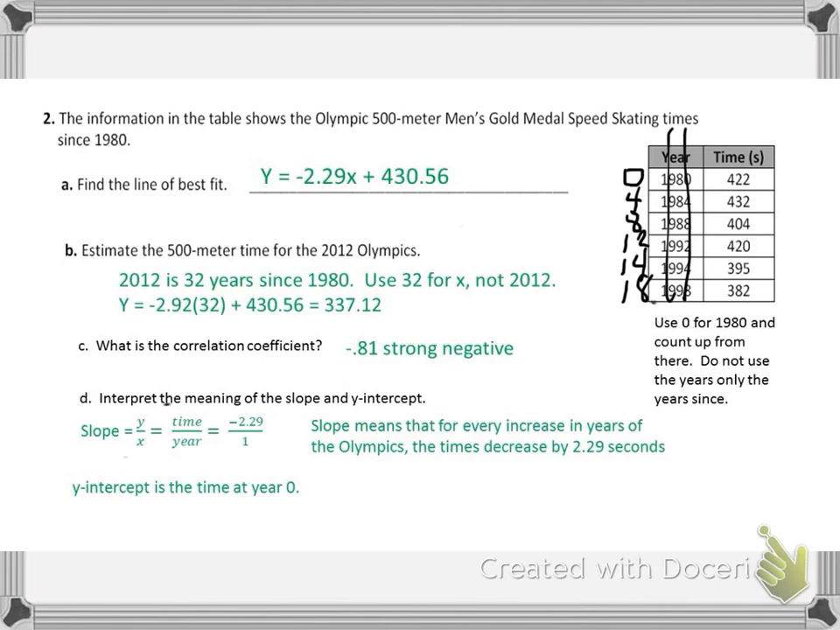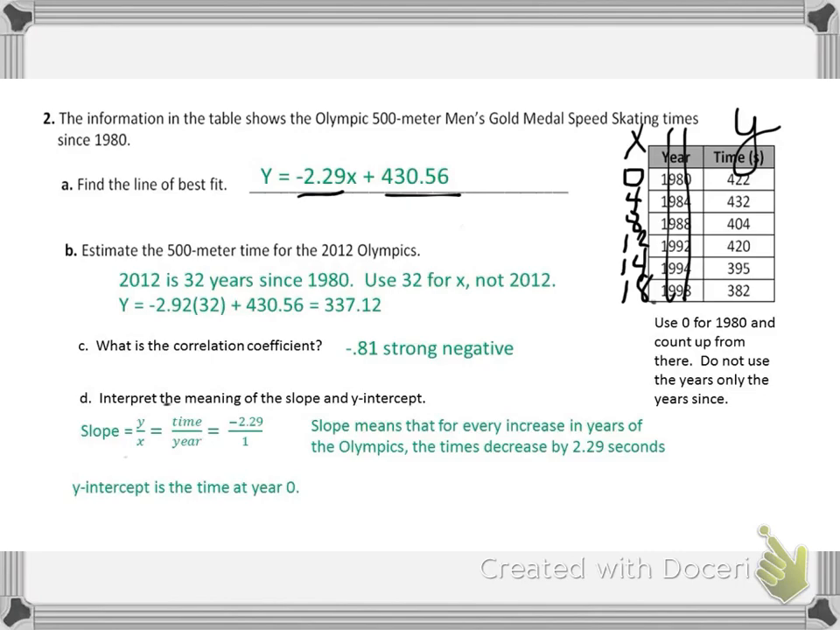You cannot put 1980 in. It won't work. It won't give you the information correctly. That's just how it is. All right, so when I put this into Desmos, remember this is x, this is y, it gives me a slope of negative 2.29, y-intercept of 430.56.